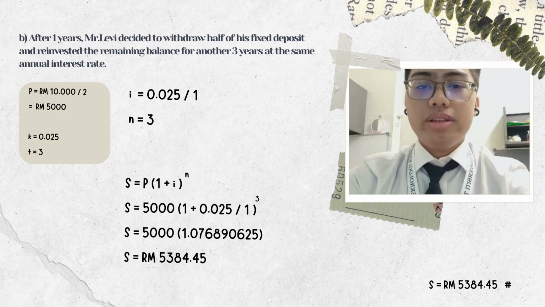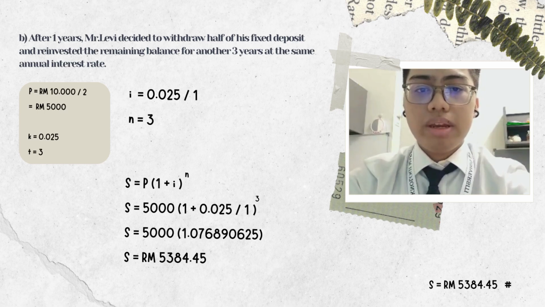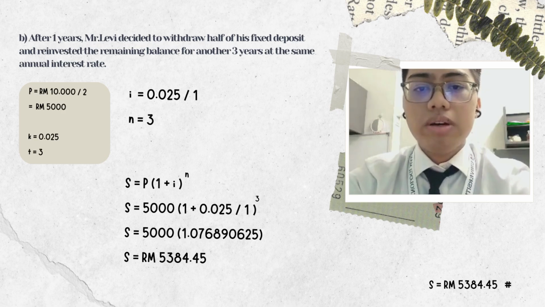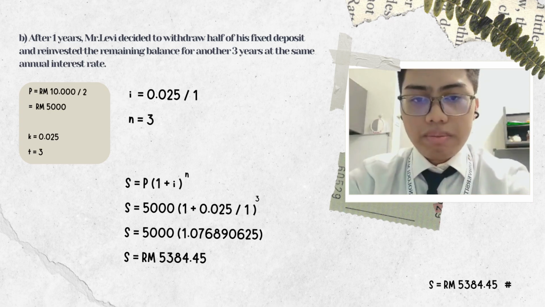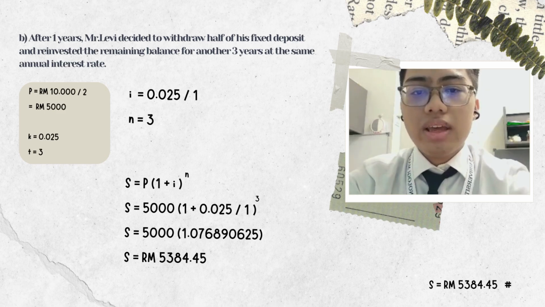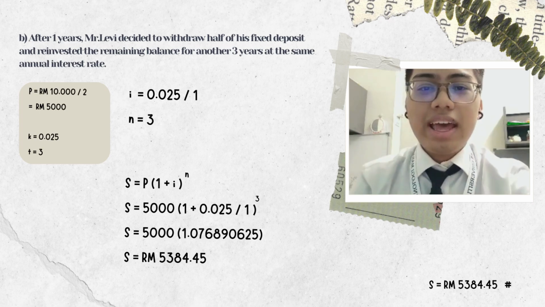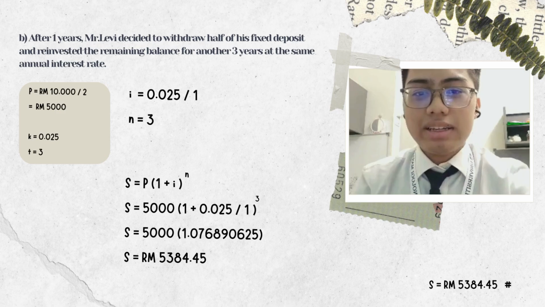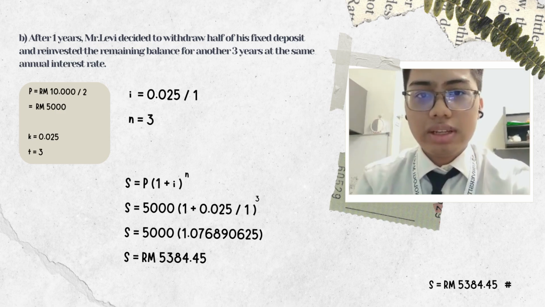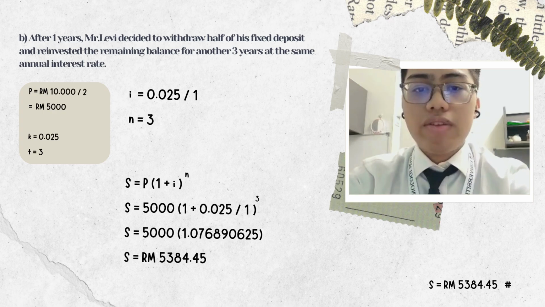The question also stated that Mr. Levi reinvested the remaining balance for another 3 years, meaning the 3 years will be our T. As for our number of interest periods, N, and the interest rate per interest period, I, we will do as the following. The formula for I is K per M, which is 0.025 per 1. And the formula for N is M times T, which is 3. Finally, we have every component needed to solve the question.